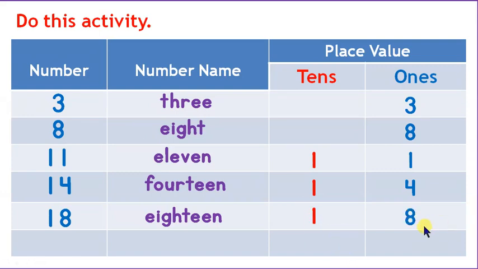1 ten and 8 ones. The last one, 20. First tell me the spelling of 20. TWENTY. And how many tens are there in 20? 2 tens. And no ones. 0.